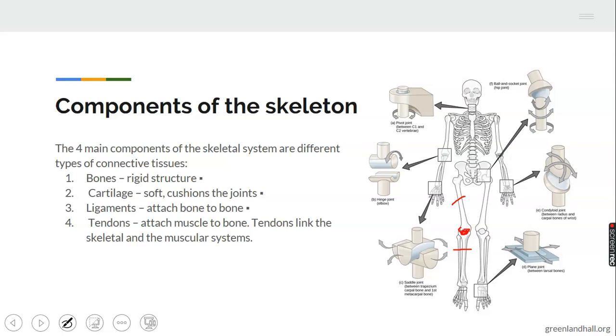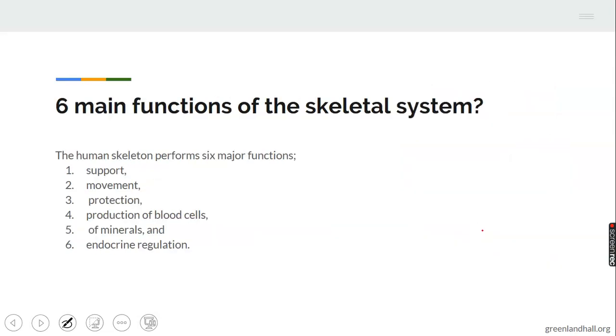Then we have ligaments. Yes, this is a ligament. Ligaments attach bone to bone. They join two bones together. That's what ligaments do. Then we have tendons. Tendons attach muscle to bones. All the muscles in our body, they join them to the bones. Tendons link the skeletal and the muscular system. The muscular system has to do with the muscles in your body.